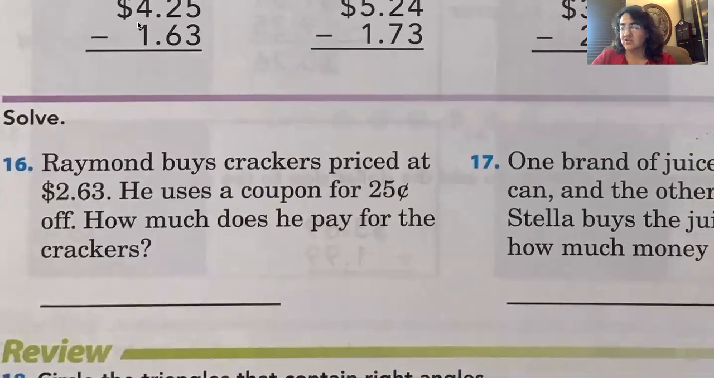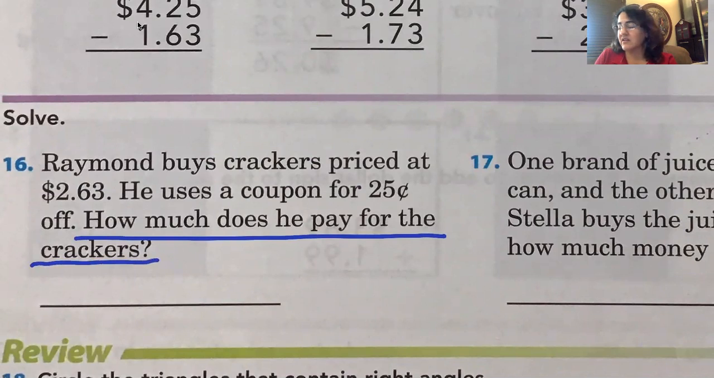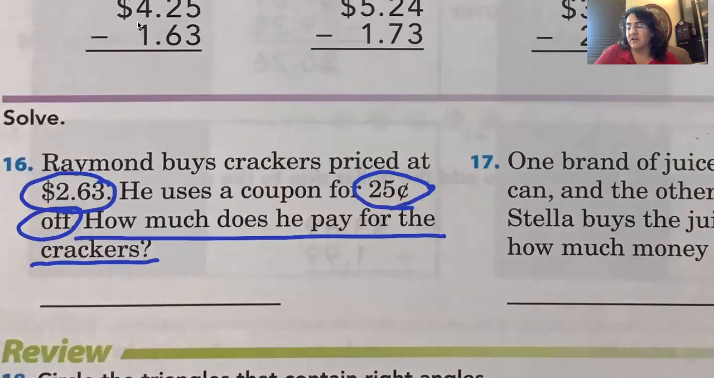Raymond buys crackers priced at $2.63. He uses a coupon for 25 cents off. How much does he pay for the crackers? Reagan, what's the question I want to answer? How much does he pay for the crackers? Good. Okay, then we need to circle our data. Well, he buys crackers that are priced at $2.63. He uses a coupon for 25 cents off. I'm going to go like this so we know that it's 25 cents off the price of the crackers.